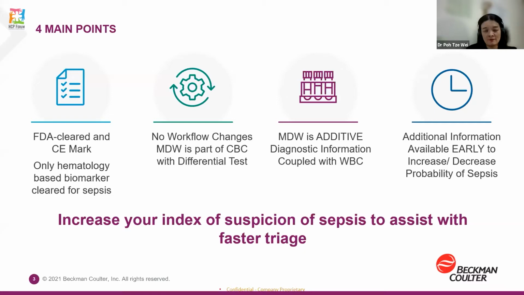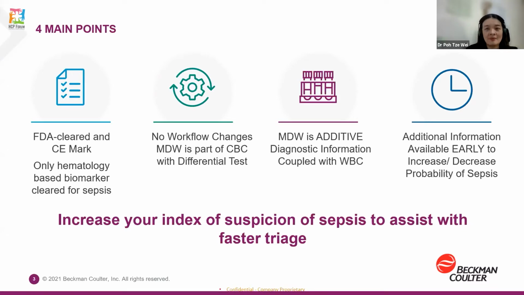In addition, monocyte distribution width is reported as part of the complete blood count with differential. So there's no workflow changes. The minute a CBC is ordered with differential, MDW is available as additional information. So there's no change to the workflow in the emergency department. There's no need to order another test. And more importantly, there's no added cost to the patient.